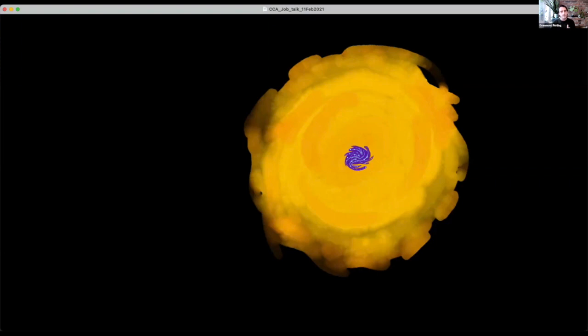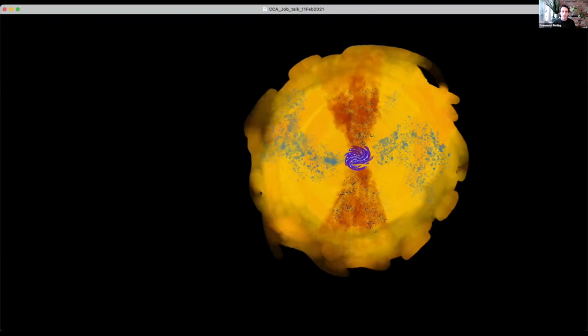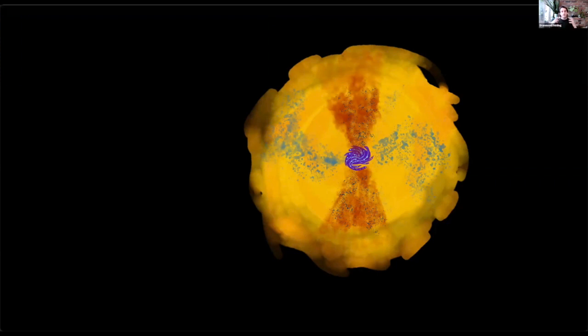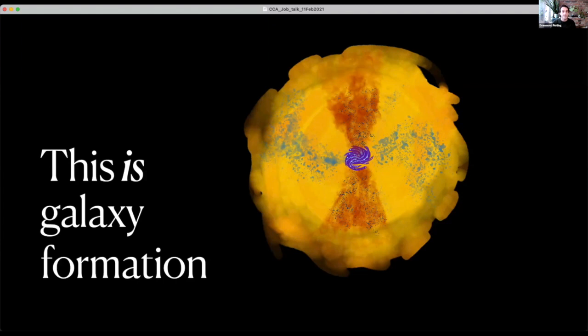And the reason why you need to think about this is because this is where inflows and outflows combine together and interact and set the fuel supply available for star formation and black hole growth, and really which shape galaxies. And so if you want to think about galaxy formation, well, this is galaxy formation, not just the little purple squiggle in the middle.